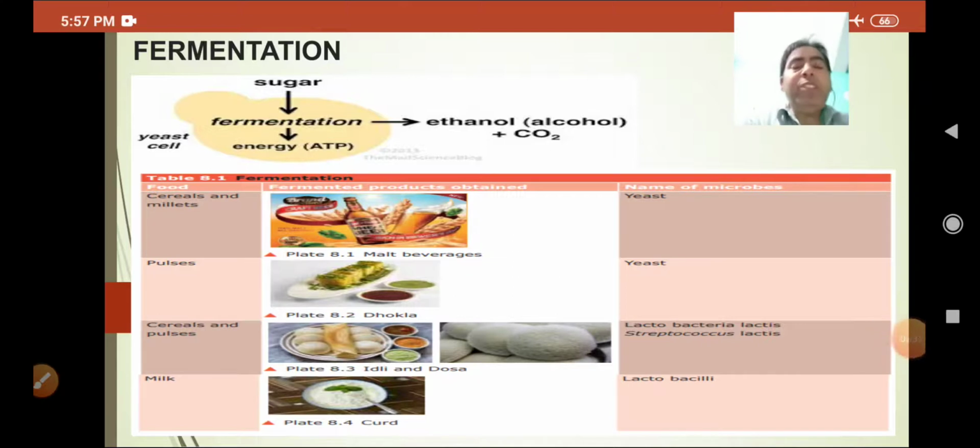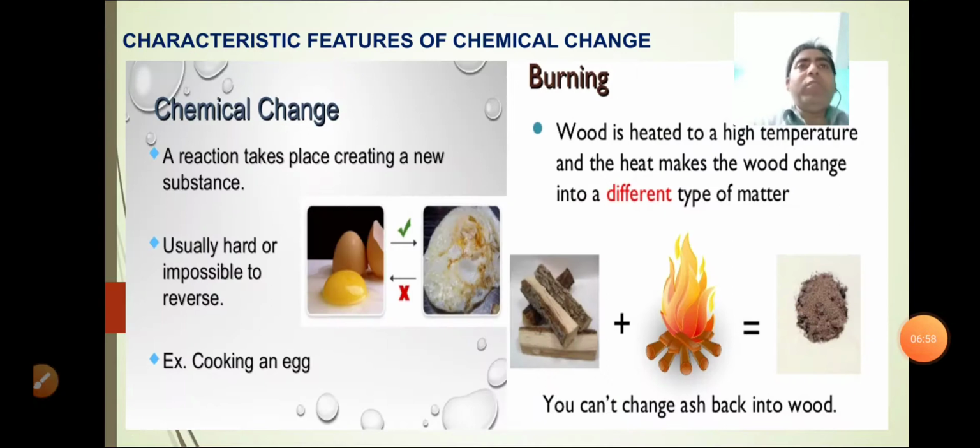Now the fermentation process is used for the commercial production of alcohol, beer, wine, and acetic acid. For this purpose, yeast is grown on the natural sugar present in grains like barley, wheat, rice, and fruit juices. Now we are going to read about chemical changes.